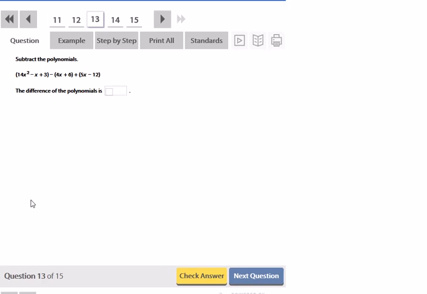Okay, here, subtract the polynomials. So same thing where the polynomials are in their own parentheses, I want to remove them. But now this middle polynomial has a negative 1 in front. So when I remove the parentheses, each of those terms has to change sign. The 14x squared minus x plus 3 can stay the same, but now I'll have minus 4x and minus 6. The plus 5x and the minus 12 can stay the same.